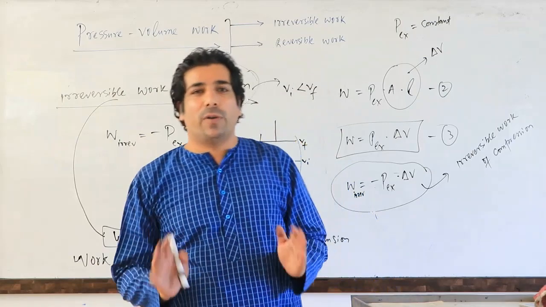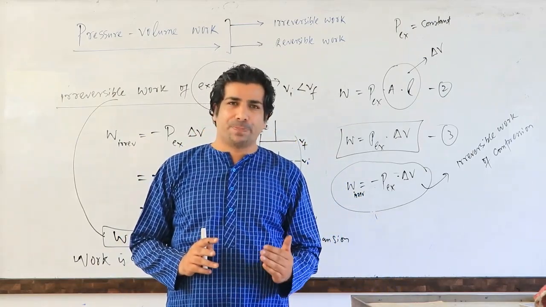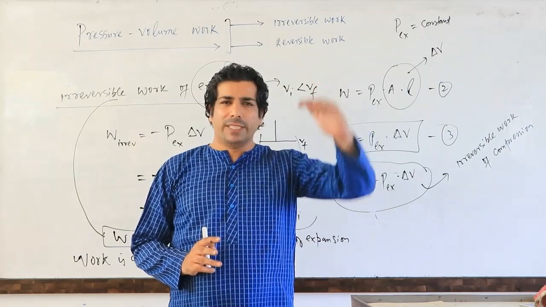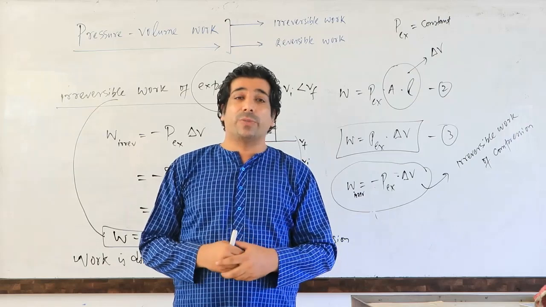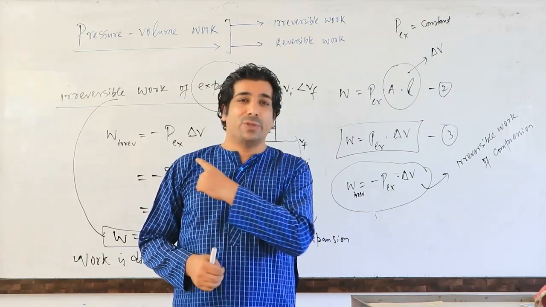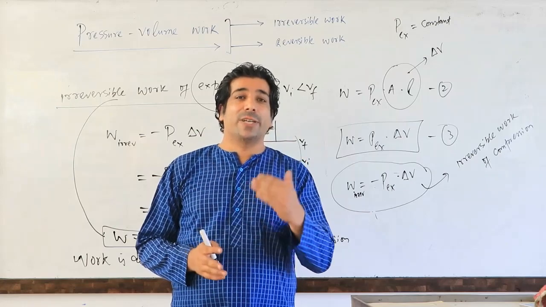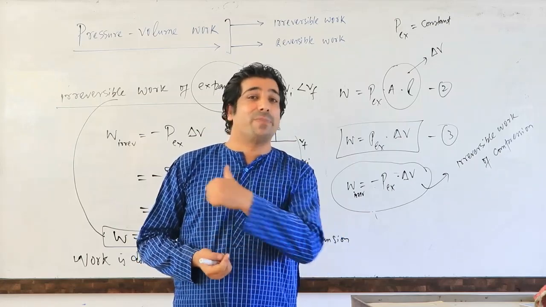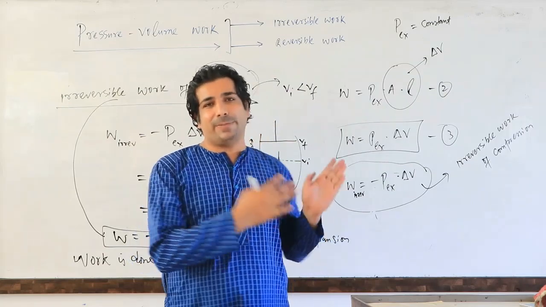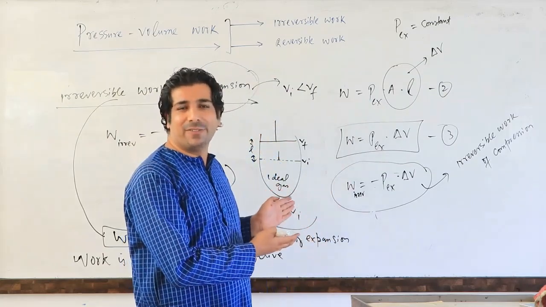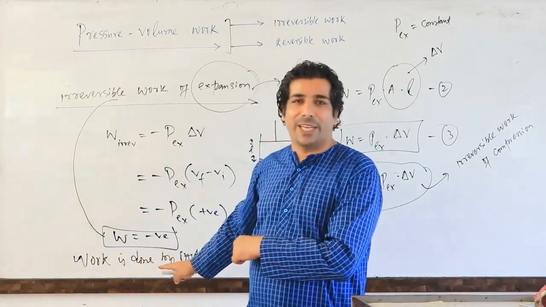So I hope you have understood today that when it's an irreversible work of compression, the volume will decrease, and obviously at the end, the work will come out to be positive, because I used a negative sign at the beginning to make it positive for compression. And for the expansion of gas, it is also an irreversible process here, and the work has come out to be negative at the end.